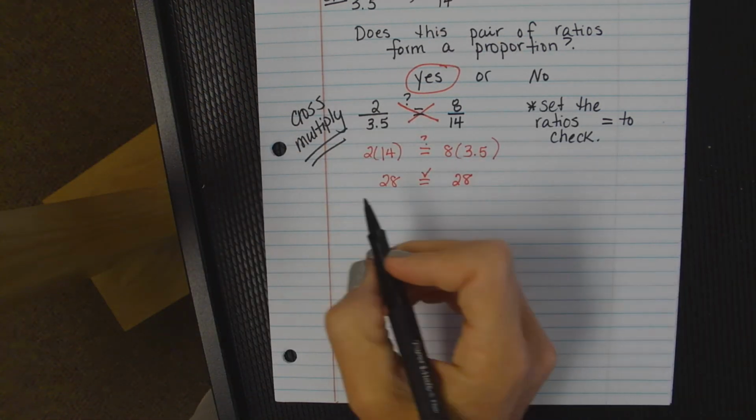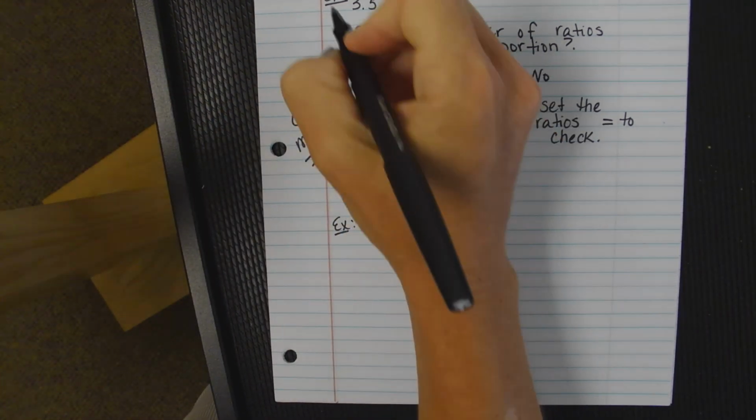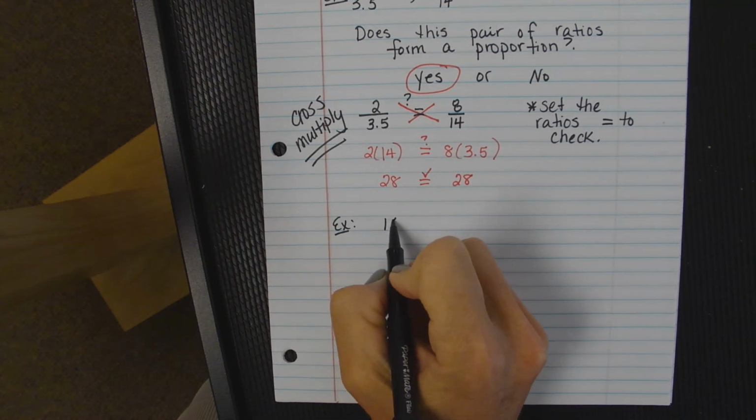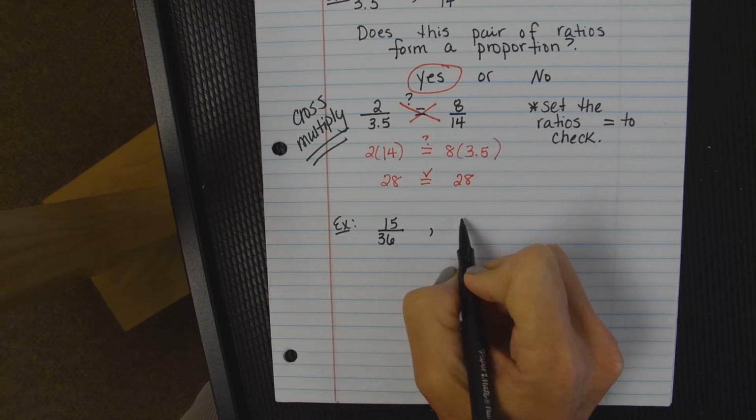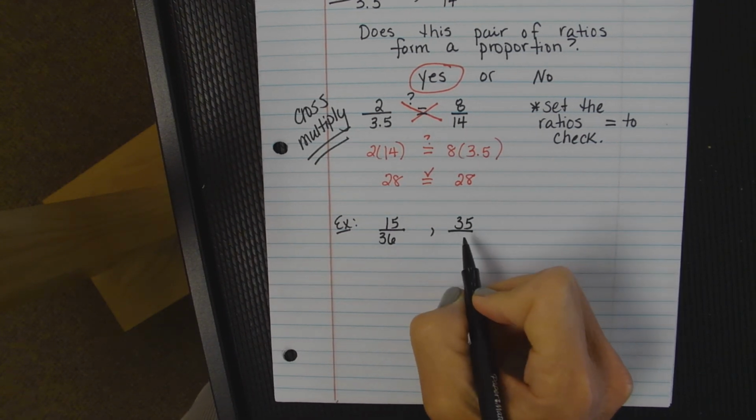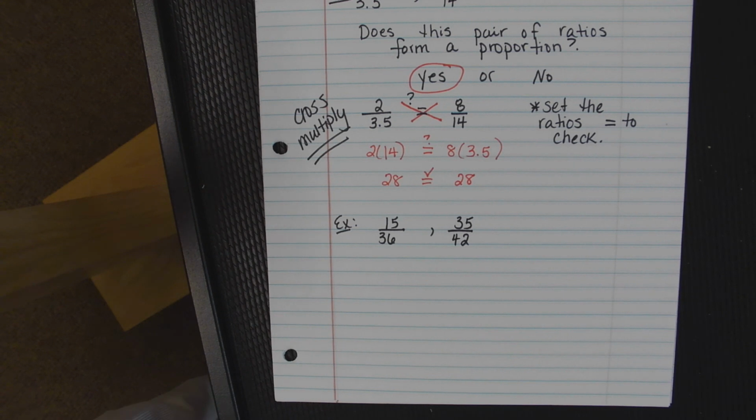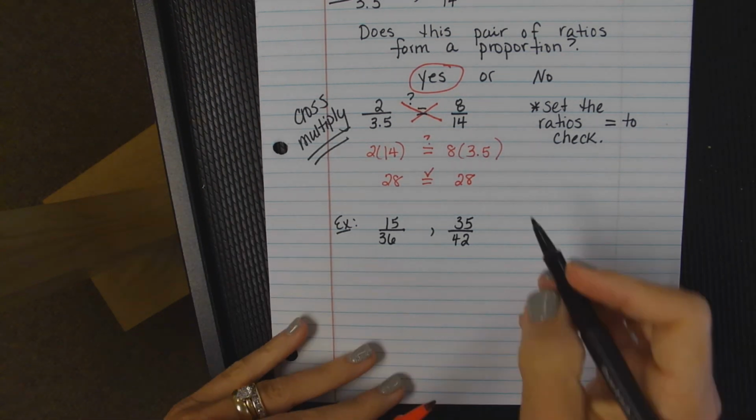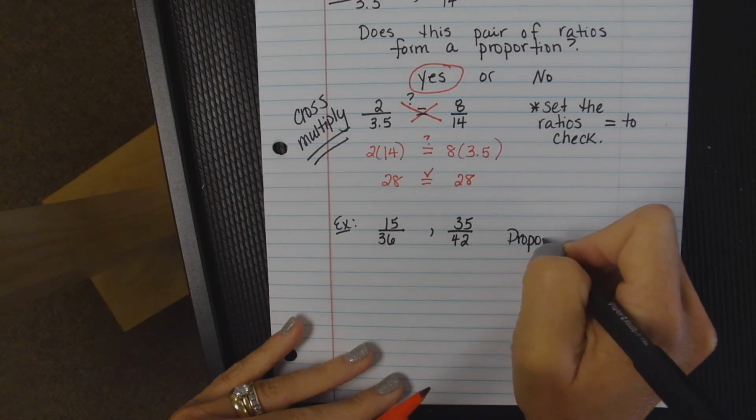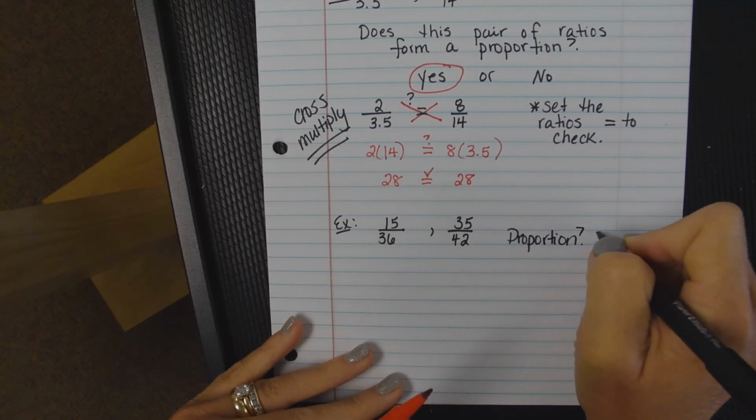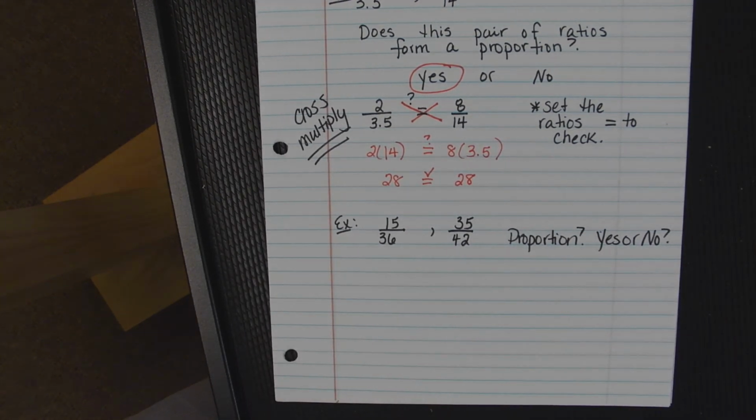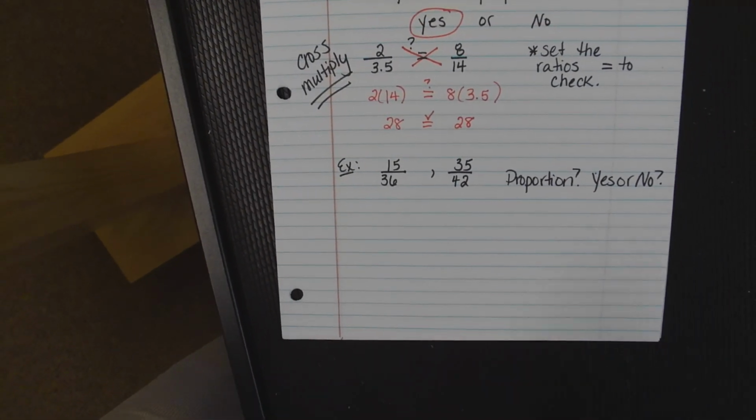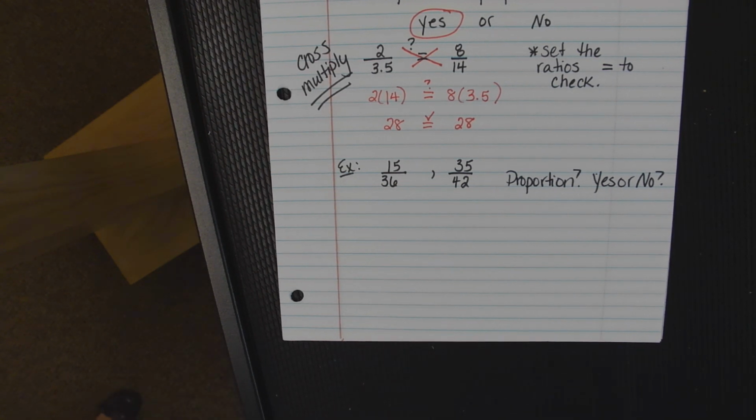So let me give you another one. I want you to do it by yourself. You may want to get your calculator out because some of these numbers are going to get big, but that's up to you. Two ratios. Are they a proportion? Yes or no? You try that one by yourself. 15/36 is one ratio. 35/42 is another.